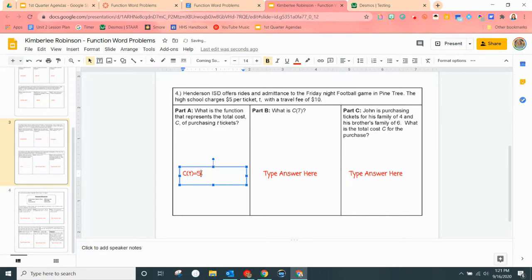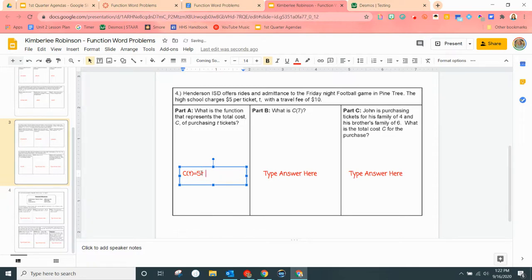So think about, is that 5 plus T, 5 times T, 5 divided by T? What does that word per mean? It can vary. Sometimes it actually means multiplication. Sometimes it means division. But I want you to think about this. If your tickets are $5 a piece and you buy 5 of them, how are you going to figure out how much money you owe? You would multiply, right? 5 times 5. So we actually need to multiply 5 times, that's per ticket means multiply, times T, however many tickets we buy.